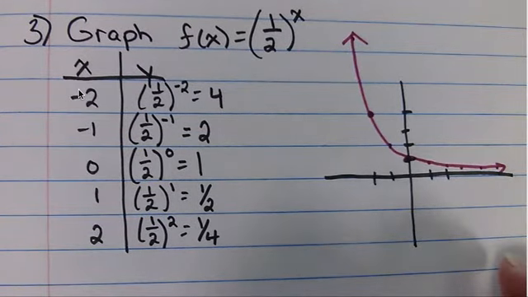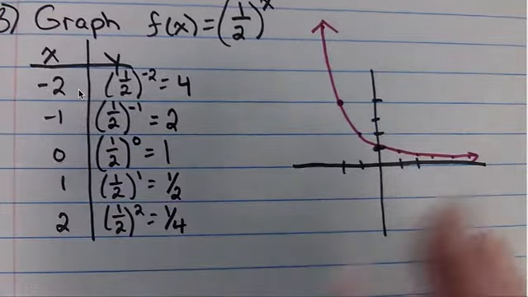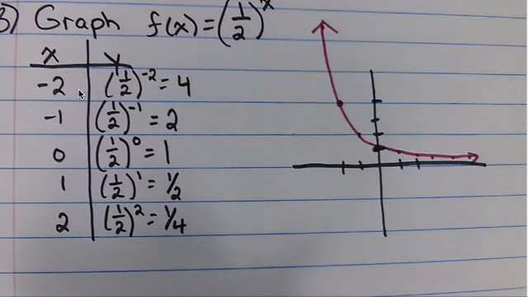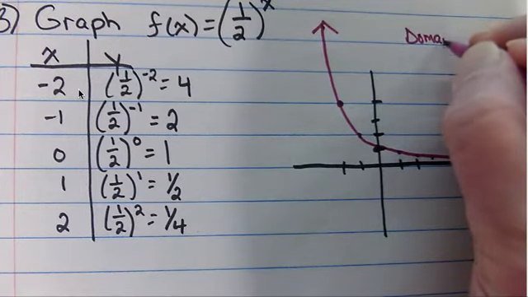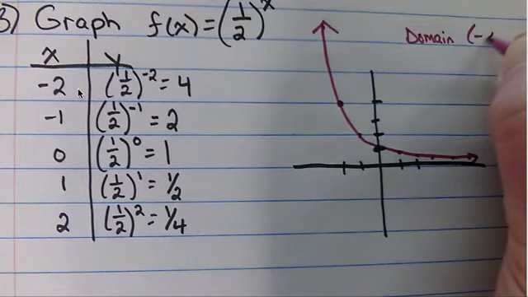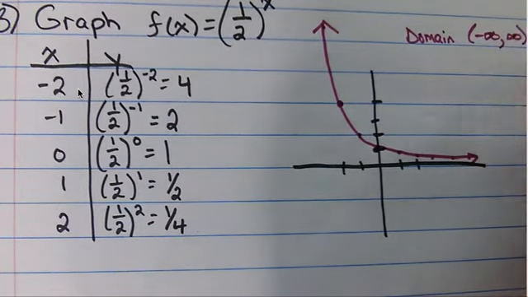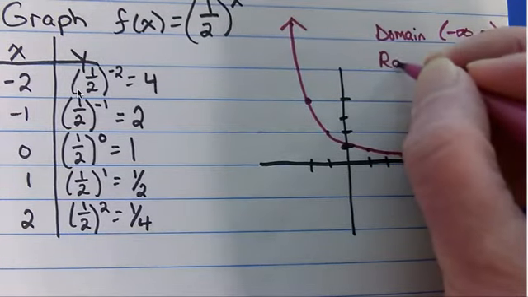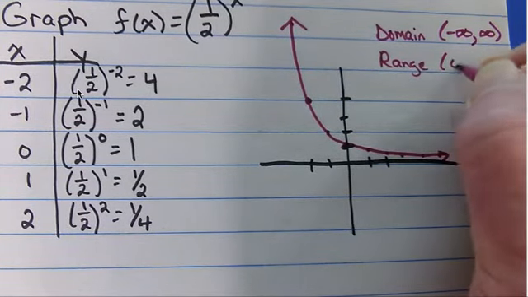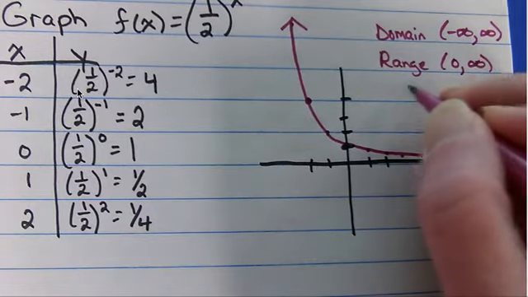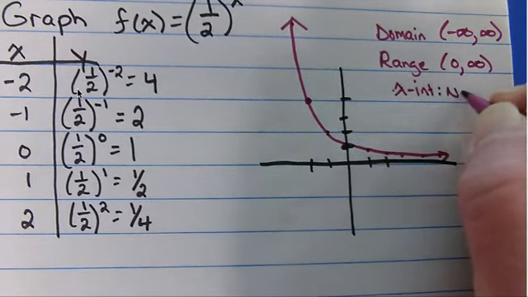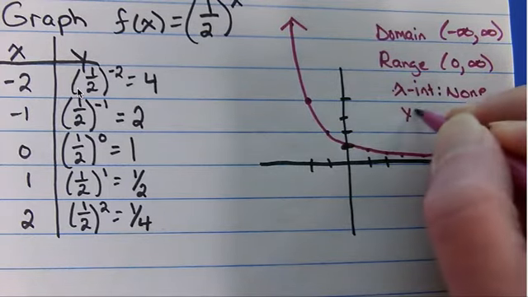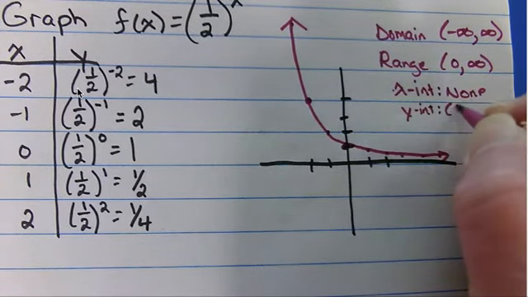So we have a very similar graph. It's just kind of flipped. So this one is decreasing the whole time. The domain is still going to be negative infinity to infinity. The range is going to be 0 to infinity. X-intercepts, none. And y-intercept is going to be 0, 1.